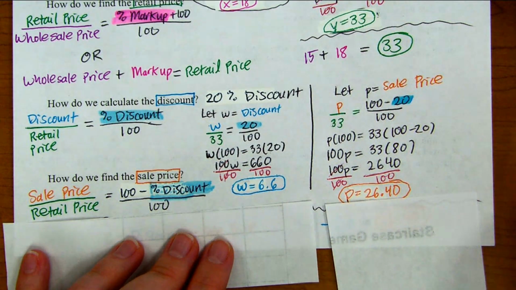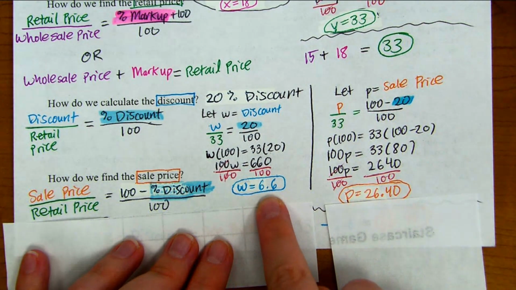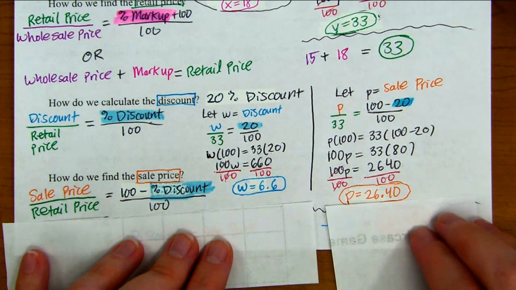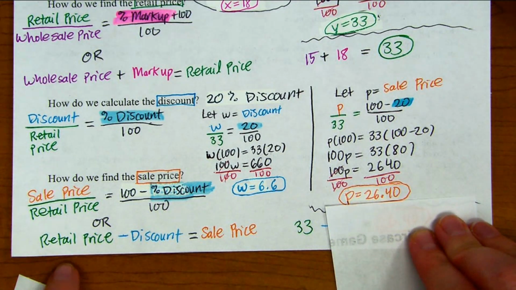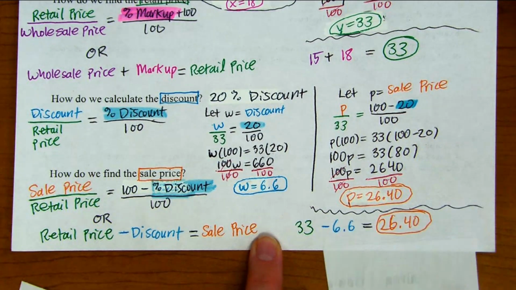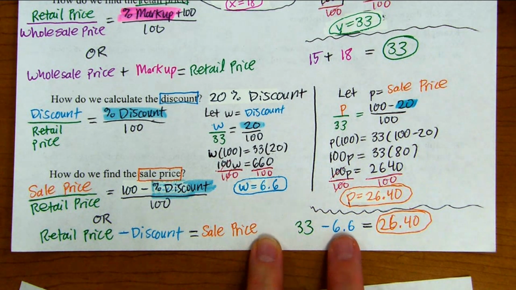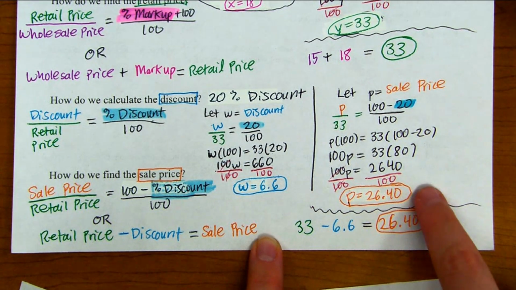Another way that we can calculate the sales price is to take the retail price, subtract the discount, and that should give us the sales price. And that's what this formula is showing here. The retail price minus the discount equals the sales price. And sure enough, $33 for the retail price minus the discount, which is 6.6, will give us the sales price of $26.40.